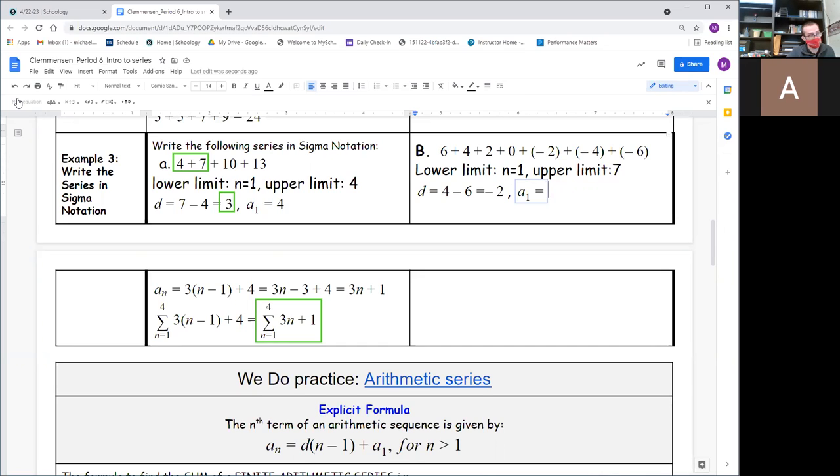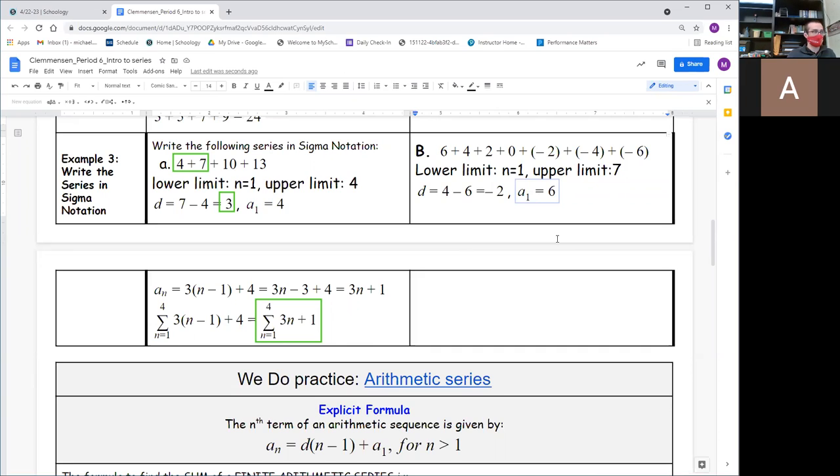Not quite. So a sub 1 over here was that 4. What does a sub 1 stand for? Remember? Not quite. It's close though. It's good matching up things. What does a sub 1 mean? Do you remember? So a sub 1 is the first term of my sequence. Okay, perfect. So it's 6. So a sub 1 is equal to my first term, which is 6.